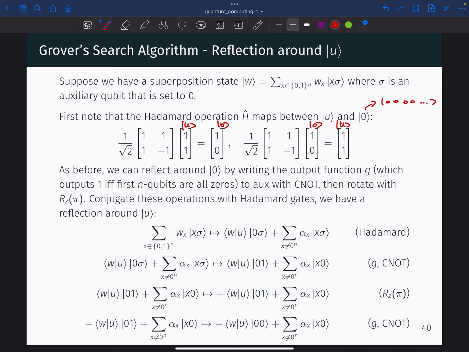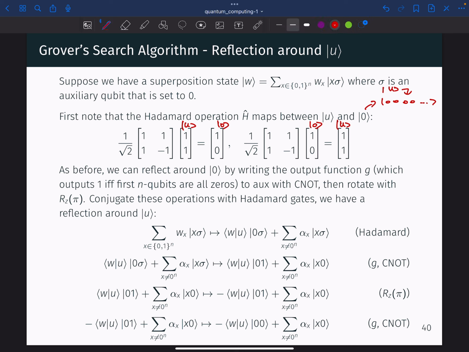This is the same if you do this for all the bits, you'll get a multi-bit Hadamard. That's effectively mapping between the U state and the all 0 state. So how is this useful? We can use this to implement the reflection around U.